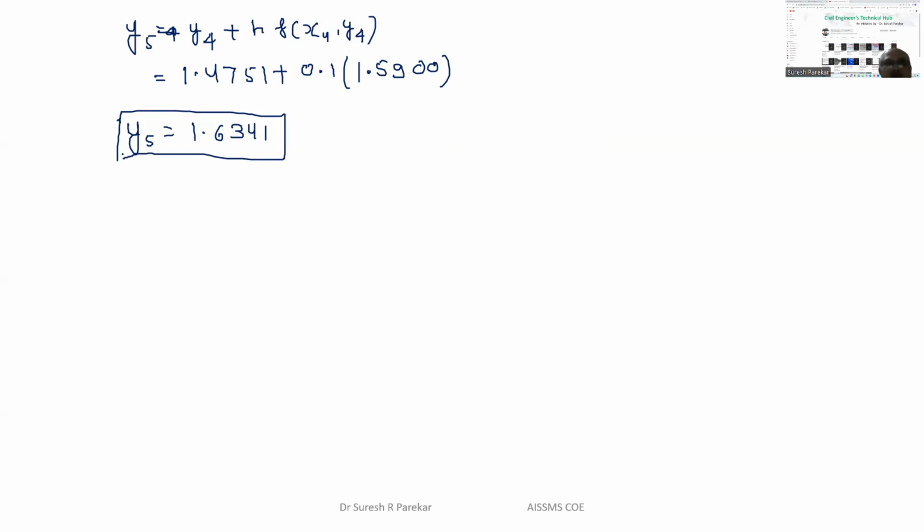I will just calculate this value. So we have 1.4751 plus 0.1 into 1.59, which gives 1.6341. Correct. So by using Euler's method, we can find this.